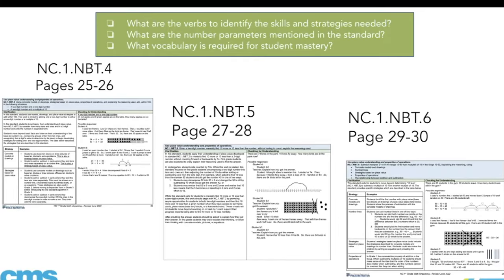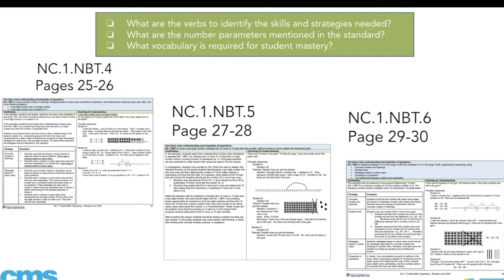You will notice in your note catcher 3 standards. When we are unpacking these standards, we are going to answer these 3 questions. What are the verbs to identify the skills and strategies needed? What are the number parameters mentioned in the standard? What vocabulary is required for student mastery?